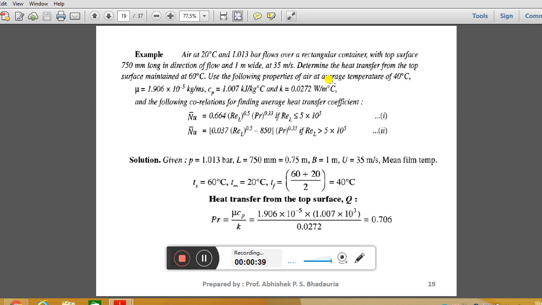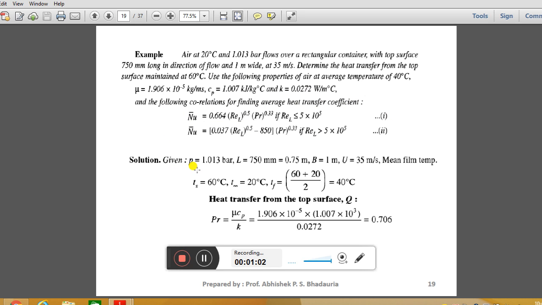So the thermophysical properties are given. That means dynamic viscosity, specific heat, and the thermal conductivity is given in the problem. And the following correlations are given for determining average heat transfer coefficient. So this is the statement of the problem. Now, after reading the statement, write down what is given in the problem.